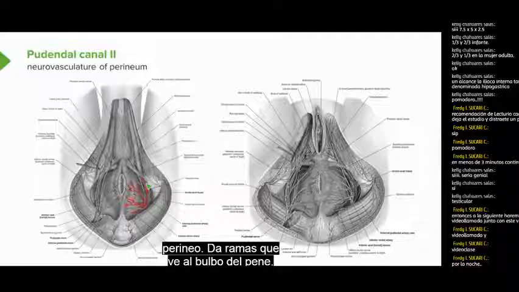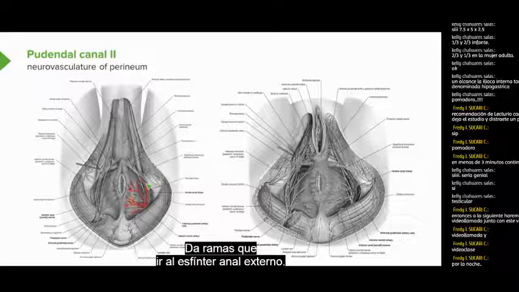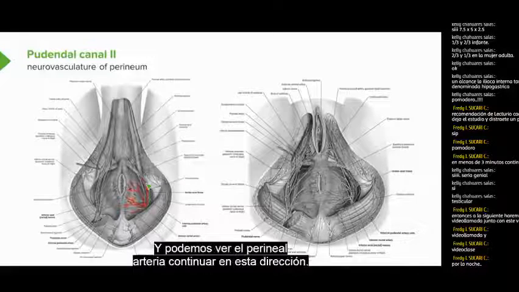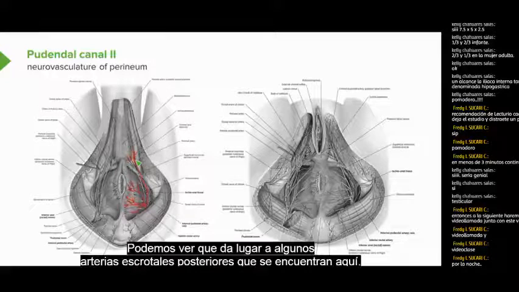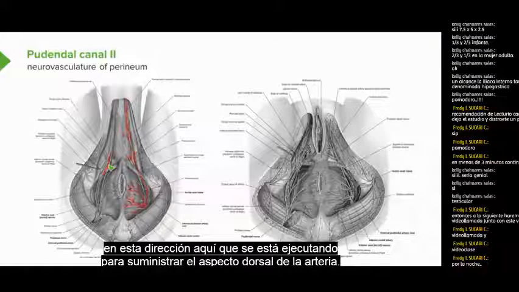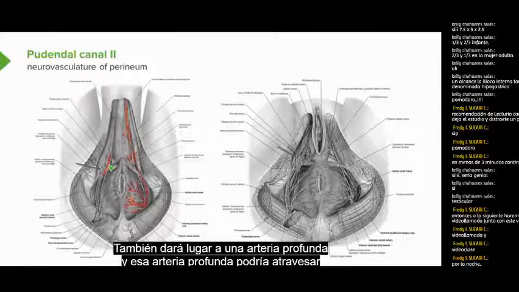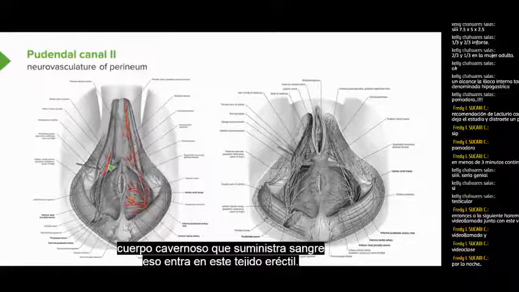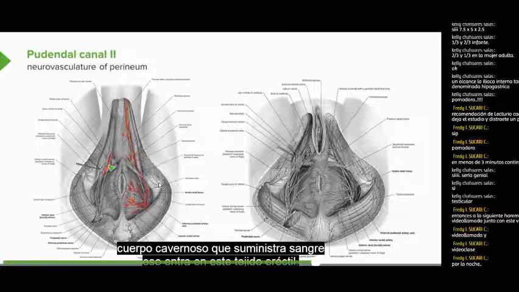It gives branches that go to the bulb of the penis. It gives branches that go to the external anal sphincter. And we can see the perineal artery carrying on going in this direction. We can see it's giving rise to some posterior scrotal arteries that run up here. It's also giving rise to the dorsal nerve of the penis. We can see a branch coming off in this direction here that's running to supply the dorsal aspect of the artery. It'll also give rise to a deep artery, and that deep artery will run through the corpus cavernosum, supplying the blood that goes into this erectile tissue for engorgement.